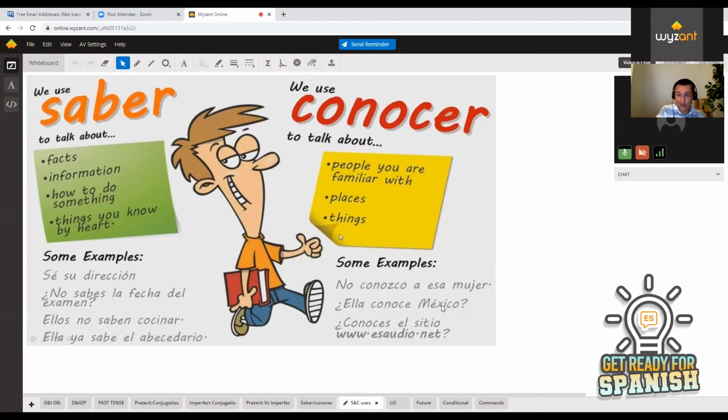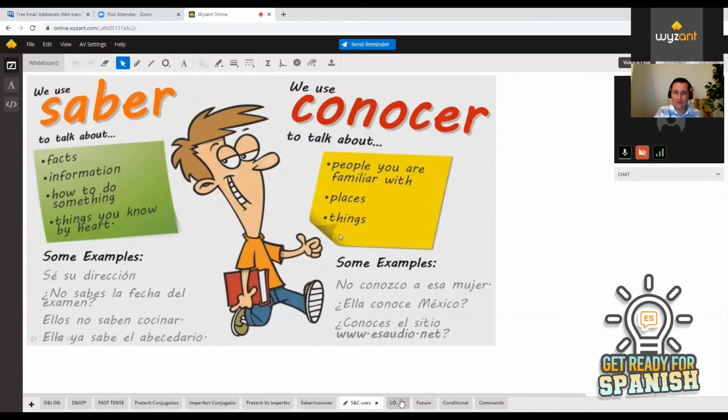Okay, ella conoce México. Does she know Mexico? That means, in other words, has she ever been in Mexico? It has some relationship with being in a place. We know the place because we have been there. We are familiar with the place. It's not that we know about Mexico, about Mexican people or Mexican cities. No, that would be saber. That is information. Those are facts. This is more like we know Mexico because we have been there. We know the city really well. Conocer.